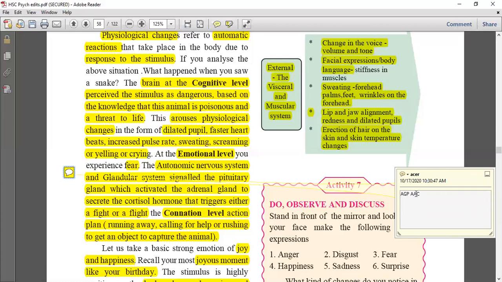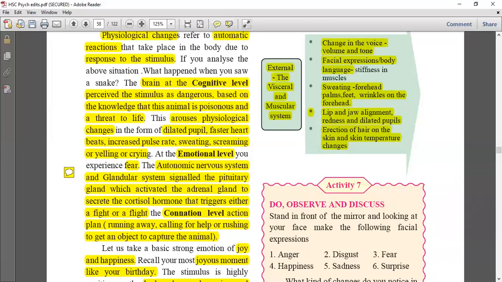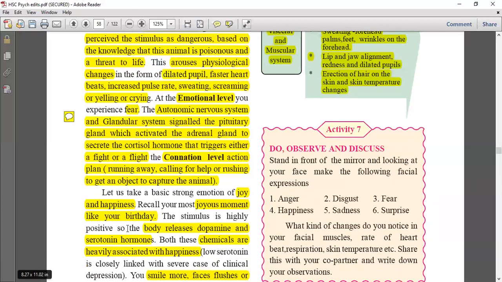Pituitary will activate your adrenal gland, which will secrete cortisol hormone, which triggers either a fight or flight response. So cortisol is basically your stress hormone, and it will lead to a fight or flight response where you want to run away. In fact, these stress hormones also have the ability to suppress your immunity. That's why if you take stress, something like corona can affect you more, because it suppresses your immunity. It needs you to fight or flee and respond in that situation.